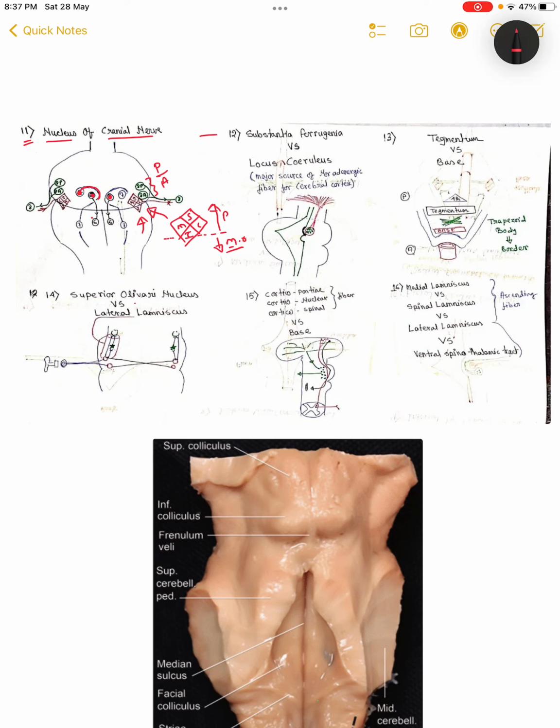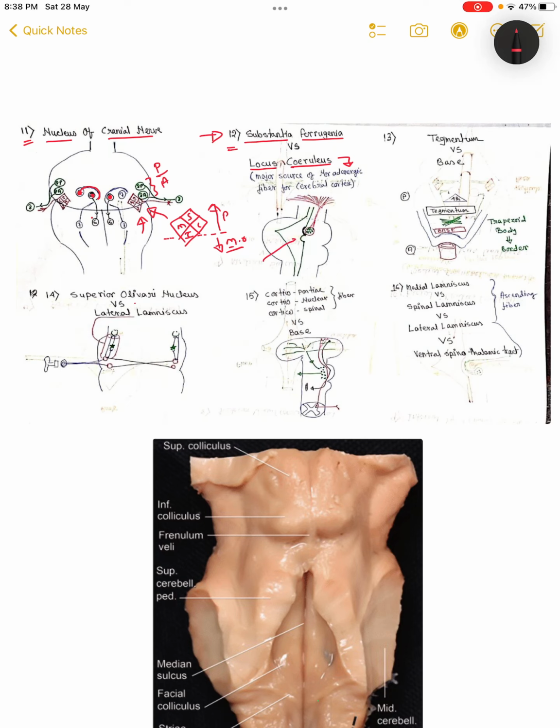Now let's come to 12. In 12, you are going to find the substantia ferruginea and locus ceruleus. First, remember the function of locus ceruleus. What is the function of locus ceruleus? It is the major source of noradrenergic fibers for the cerebral cortex. Okay. Now, let's move forward.